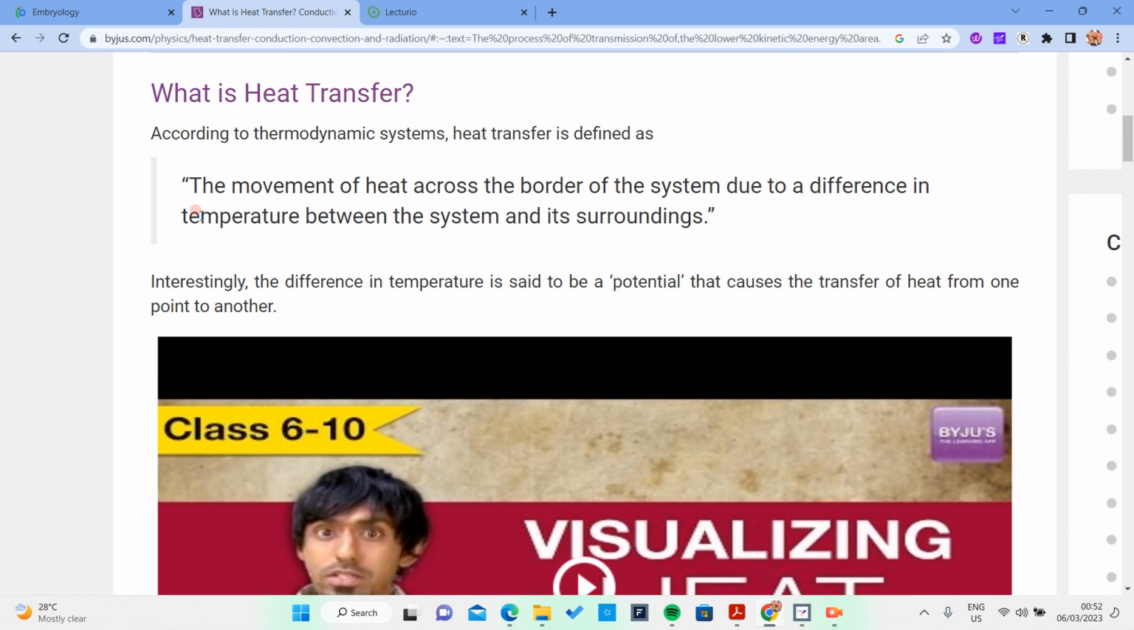Now, according to thermodynamic systems, heat transfer is defined as the movement of heat across the border of the system due to difference in temperature between the system and its surrounding. So as I said before, heat transfer is due to the difference in temperature between two bodies. The body that you are referencing, the body that you are concerned about, is the system, while the other body surrounding it that you are not concerned about is the surrounding. So if there is a temperature difference between the system and its environment, then there will be heat transferred between the two entities.